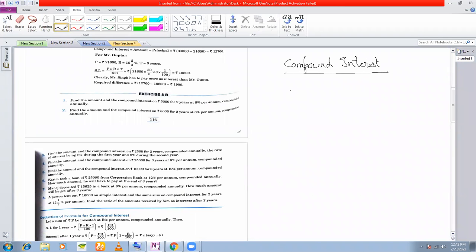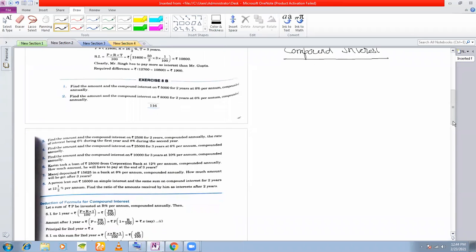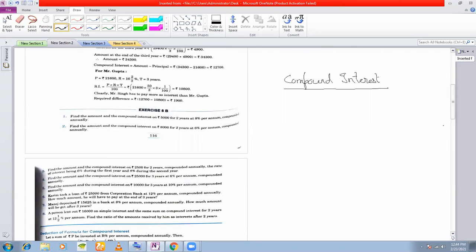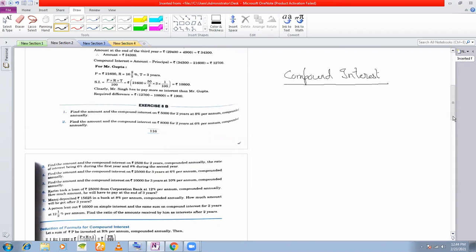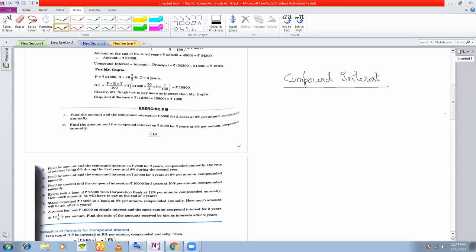Now, before I introduce you to the formula of compound interest, compound interest sums can also be done by the simple interest formula. Actually, when the sum becomes a little bigger, then the compound interest formula is applicable. But for your purpose, you will work out all the sums from the compound interest formula only. This is only the simple interest method that I am showing you of finding the compound interest. This is only for your information. You will not apply the simple interest formula to find compound interest. You will only apply the compound interest formula for compound interest.